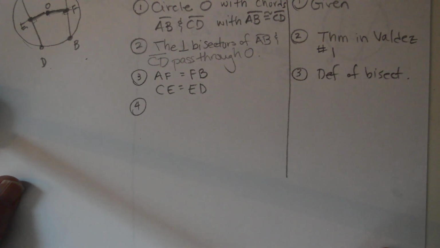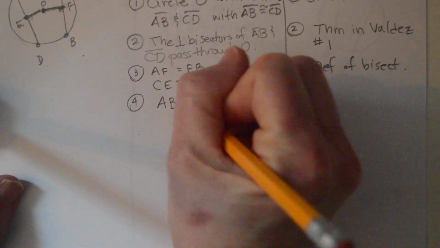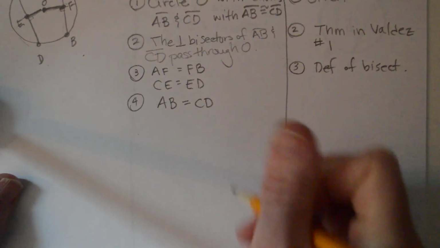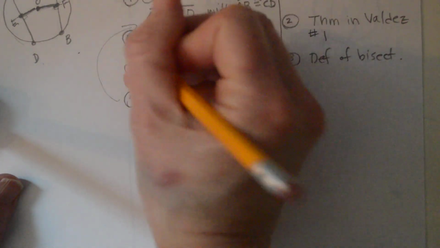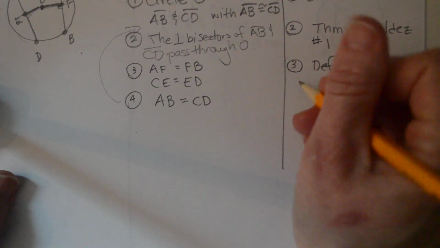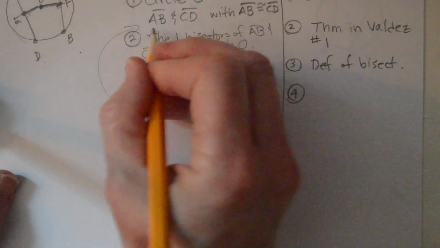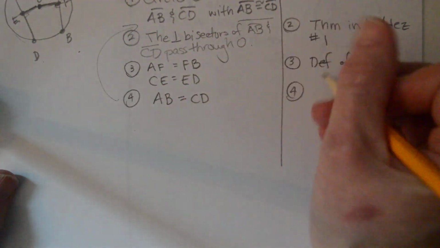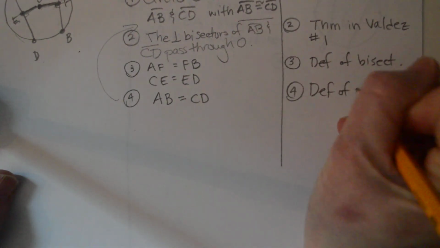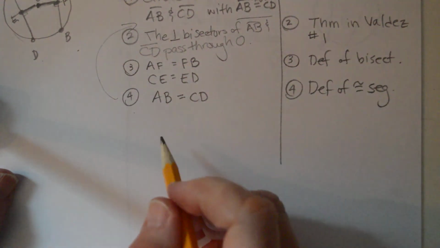Okay, number 4 says that AB equals CD. We could have put that right up here. I'm not sure why I didn't do that, but AB and CD are equal to each other. That is part of what that says right there, that they are congruent. So this is the definition of congruent segments. Again, you could have put that way up there at the beginning.